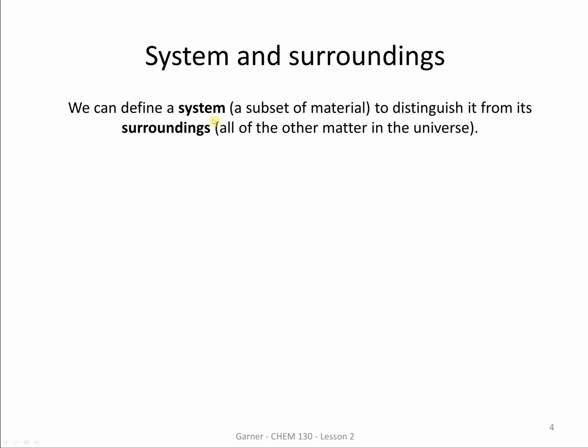So we can define a system as just any subset of material that we're interested in studying. So it's whatever material you're interested in examining. The system is distinct from everything else in the universe, which is described as the surroundings. So the system is whatever it is you're interested in studying. The surroundings are everything else that exists in the universe.